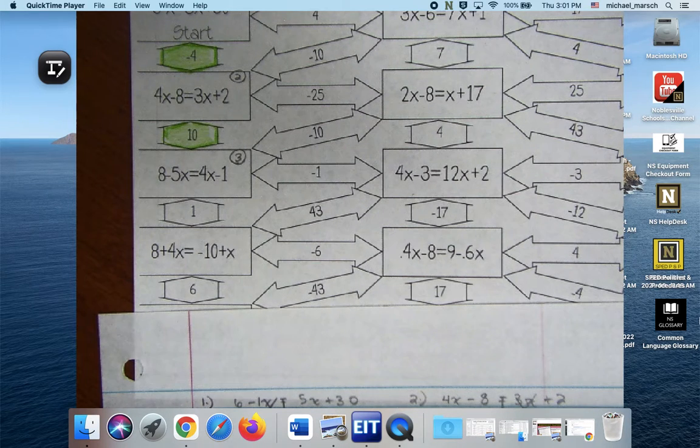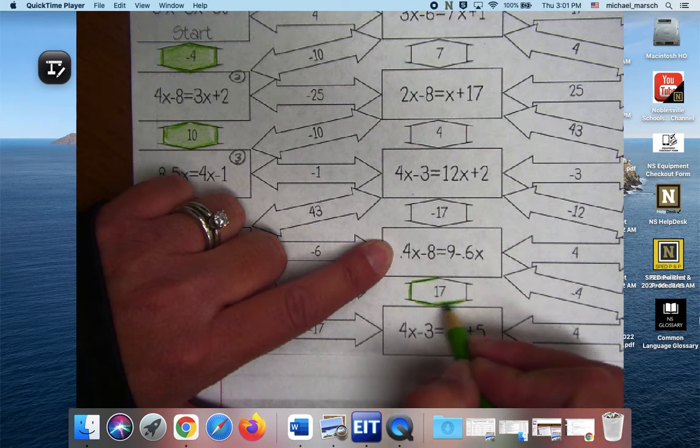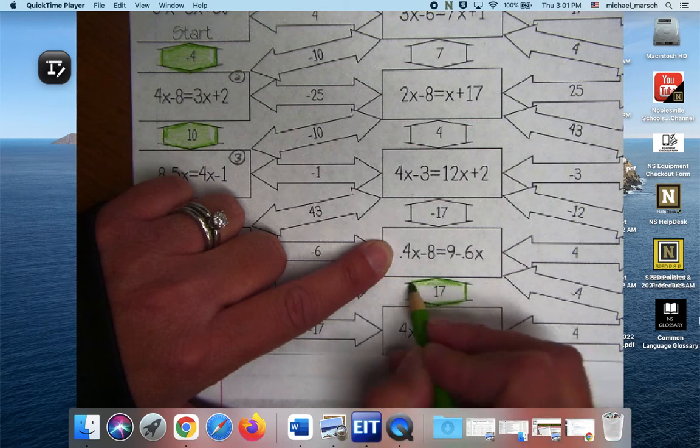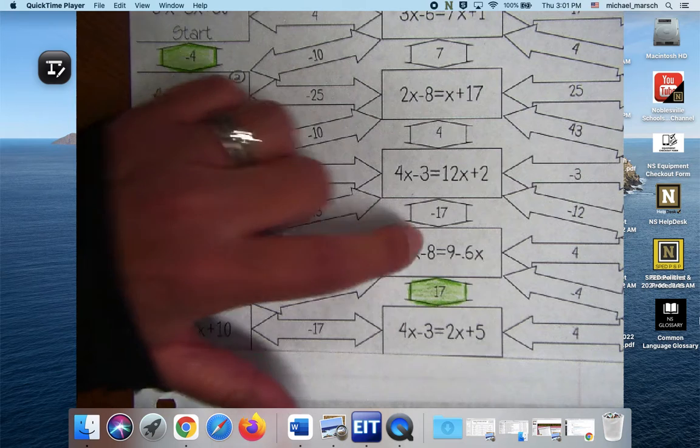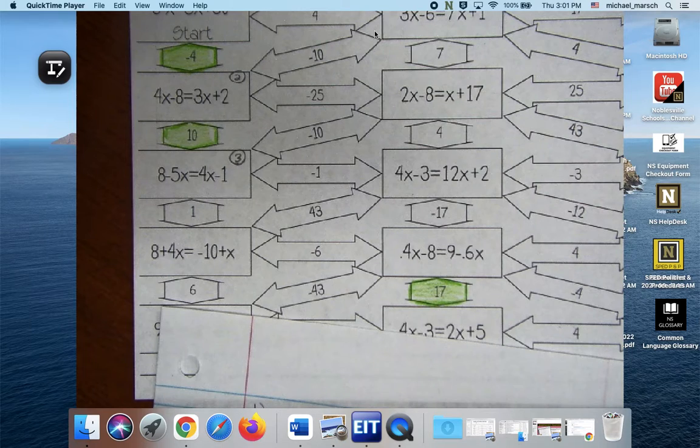So then I would go down here on this one, and I would color this in. Okay, so eventually you'll get to that problem. Okay, you guys have 9 minutes to work by yourselves.